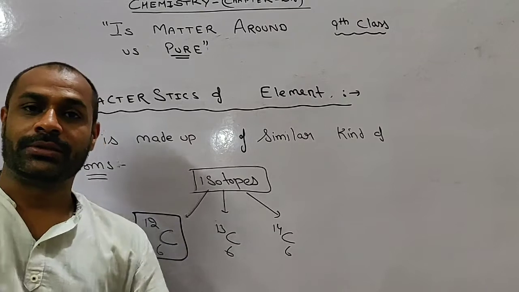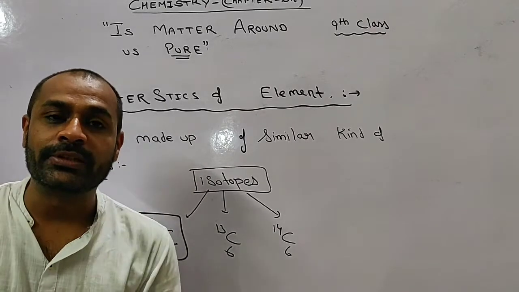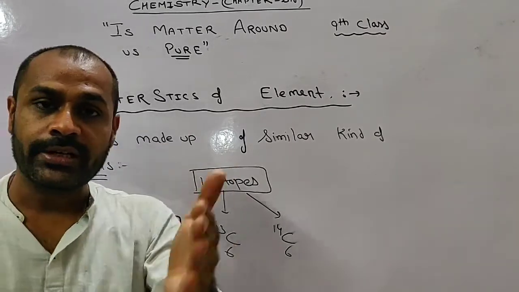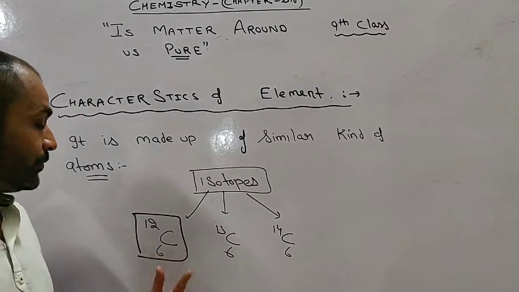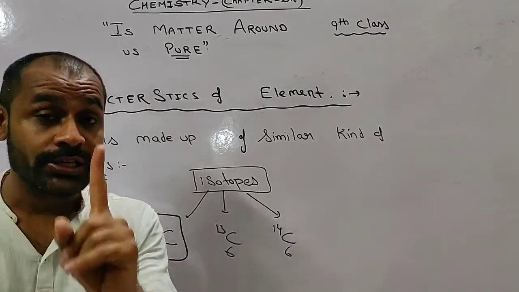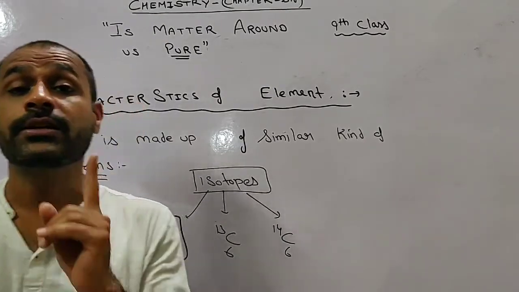So यहाँ पर हमें एक clarity मिलती है regarding the element and atom. So atom would be of same kind. Atom हमेशा एक ही तरह के होने चाहिए in case of element.